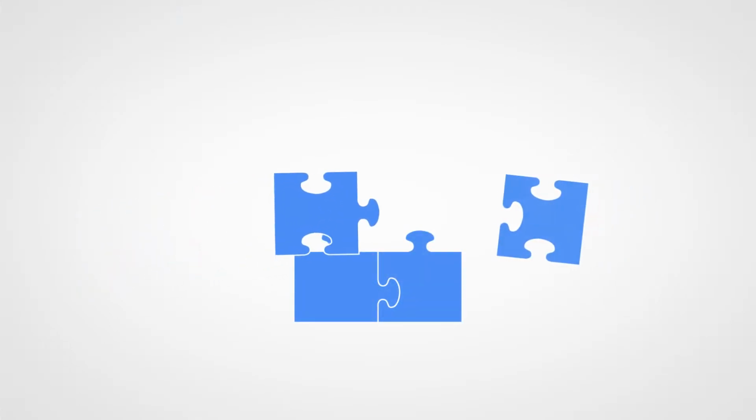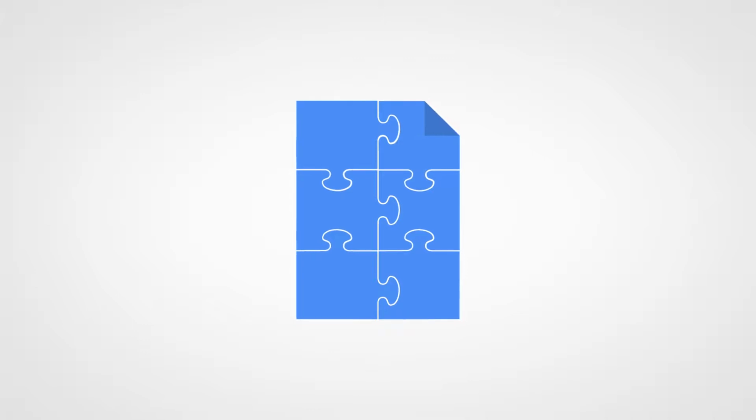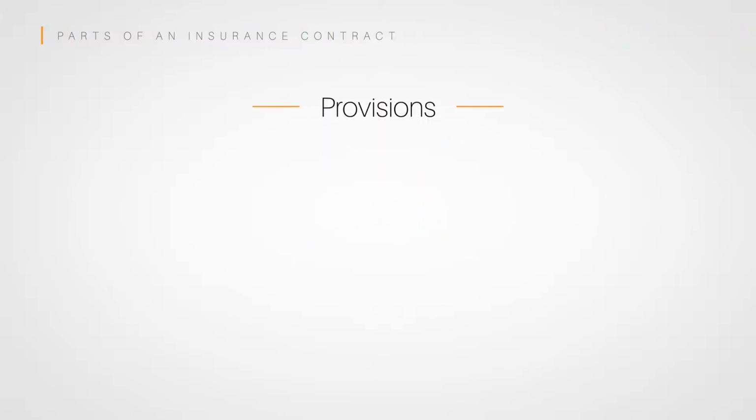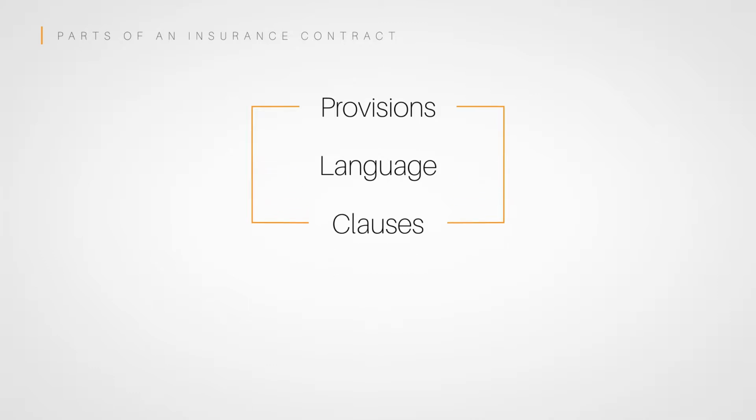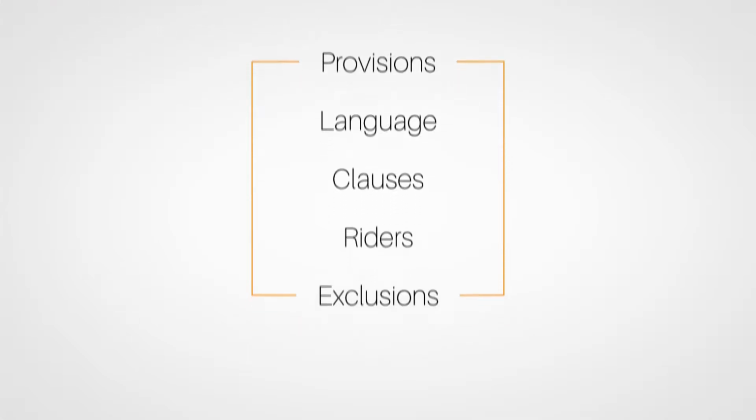This lesson contained a lot of the individual parts that make up the insurance contract puzzle. Provisions that are either mandatory or optional within the policy. Language that must be used by the carrier. Clauses contained within the contract. Riders that may be added to alter the coverage under the base policy. Exclusions to the coverage, and more.